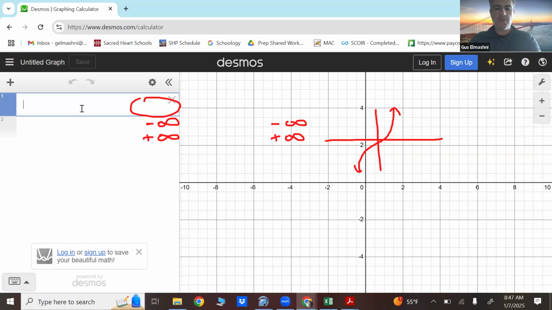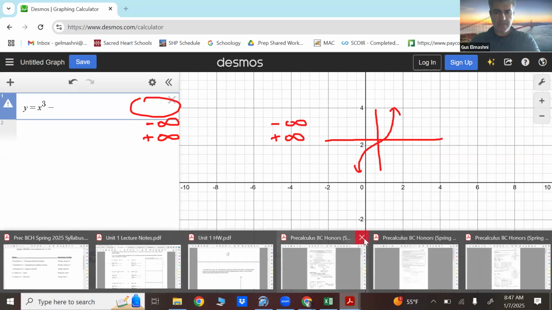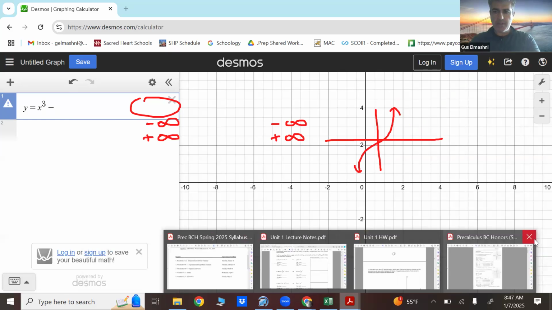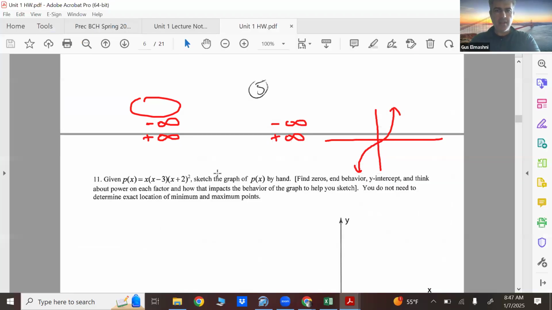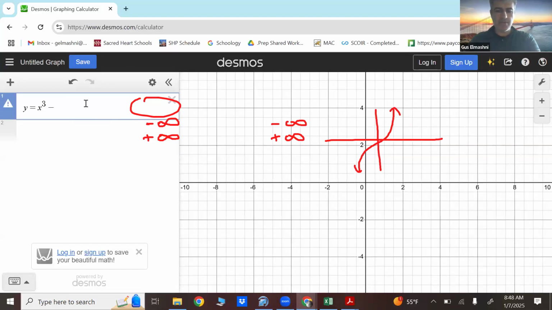Yeah, if we go to Desmos, we do y equals x cubed minus... what was it, Sean? Yes, minus 2x squared minus x. Sorry, a little rusty here. Minus 2x squared minus x.